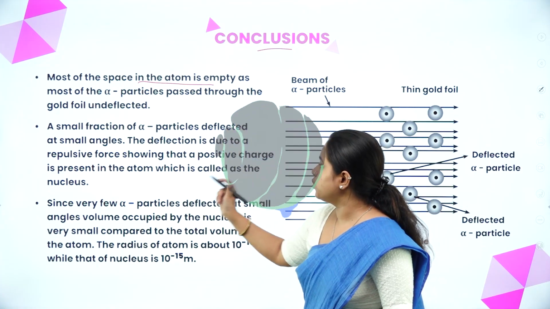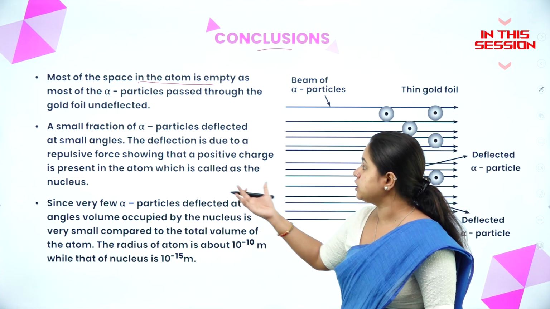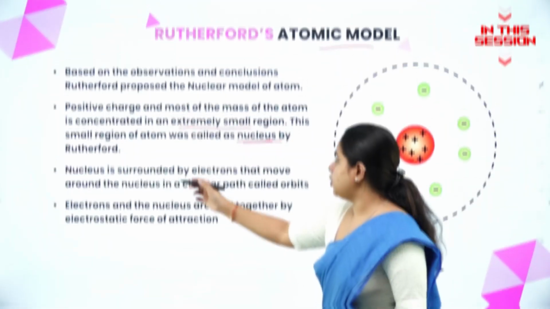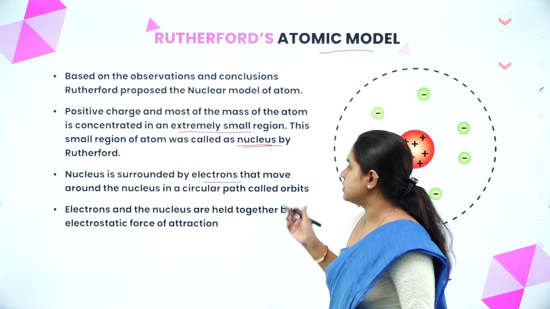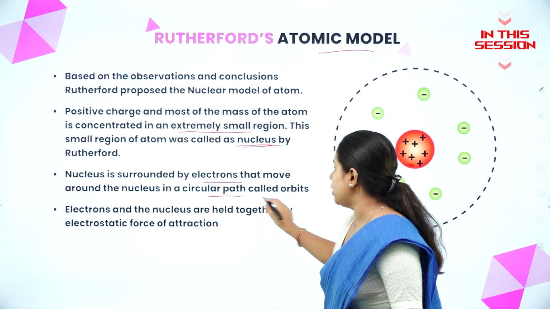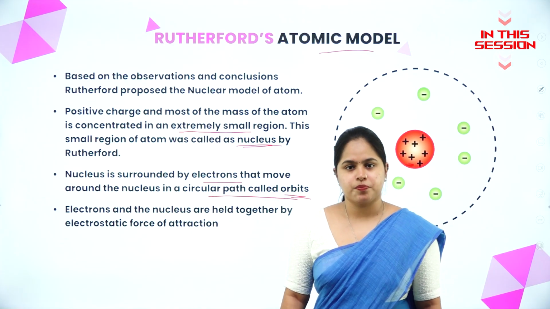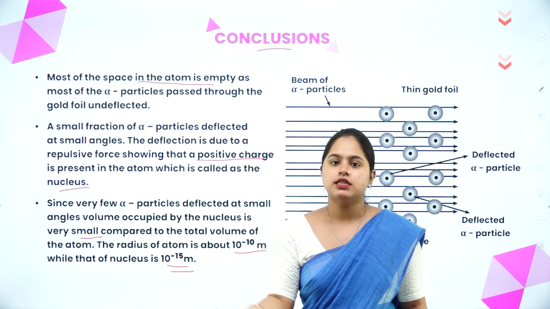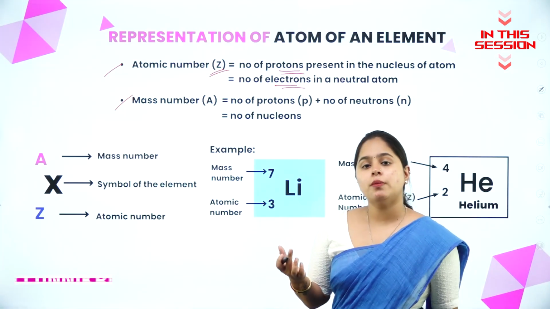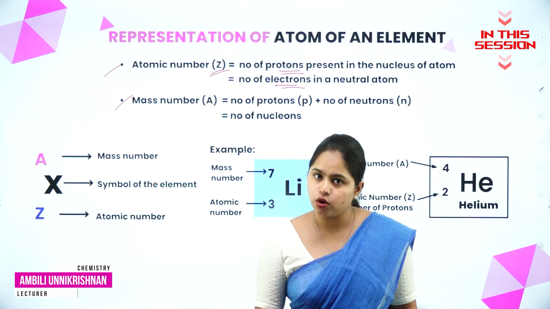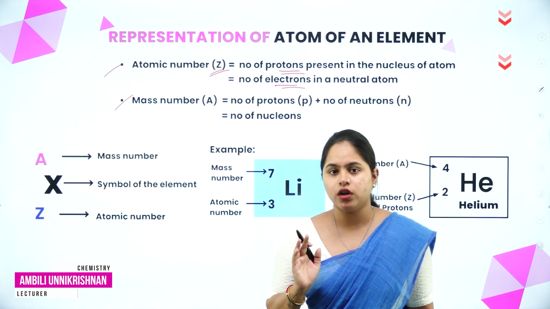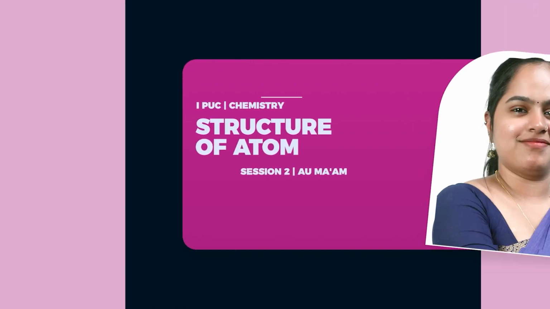So the deflection is due to a repulsive force, showing that a positive charge is present in the atom, which is called the nucleus. The nucleus is surrounded by electrons that move around it in circular paths called orbits. The volume occupied by the nucleus is very, very small compared to the size of the atom. So the atomic number is equal to the number of protons, and in an electrically neutral atom, it is also equal to the number of electrons.